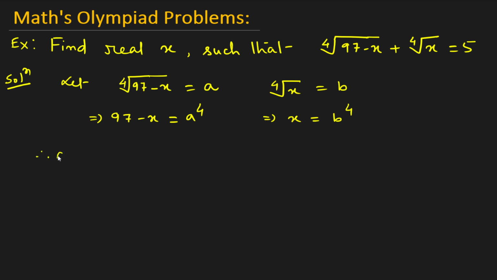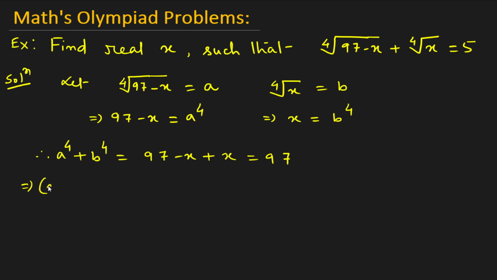Therefore a to the power 4 plus b to the power 4 will be equal to what? a to the power 4 means 97 minus x, and b to the power 4 is x. So x will be cancelled out, and we will get 97. Now it looks a little bit simpler: a to the power 4 plus b to the power 4 equals 97. Try to remember, we have to find the value of x, but here x cancels out, so from this relation we'll get some different value.